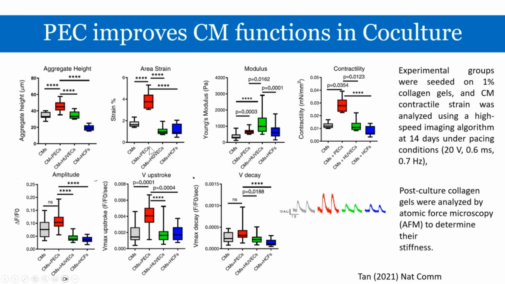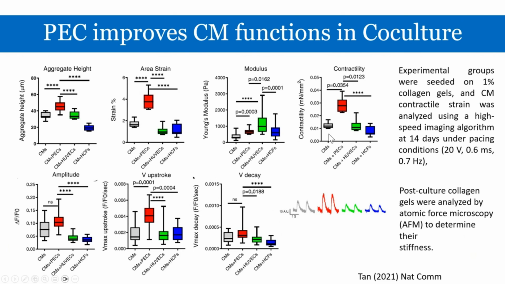We also see much improvement in the atrial strength in the PEC and cardiomyocyte co-cultures. And we also see the Young's modulus, the stiffness of the gels, is also increased in the PEC co-cultures, but not to the extent of HUVEC co-cultures. HUVEC co-cultures actually cause more stiffness inside the co-cultures.